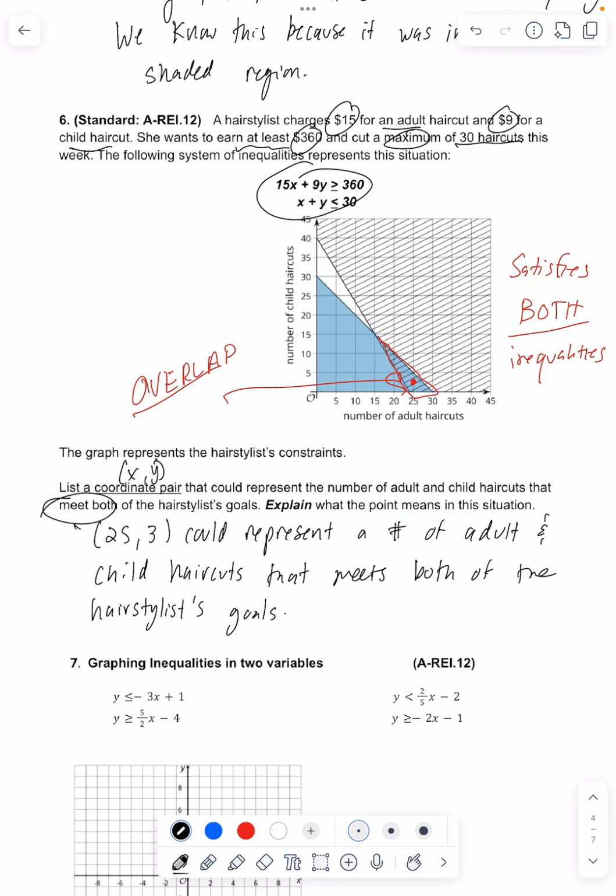So that's the point. You could have chosen any point here. You could have said like 25, 5, or 25, 0, right? Like 26, 2, or 27, 2, somewhere over here. So there were any of those points that were inside the region for both.